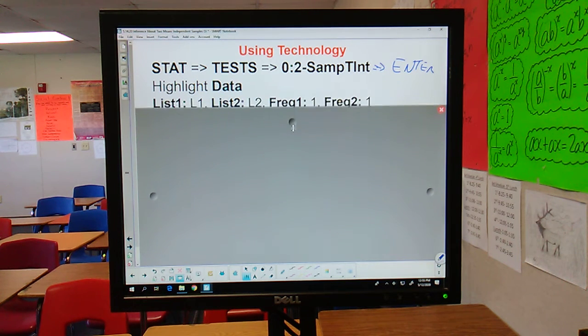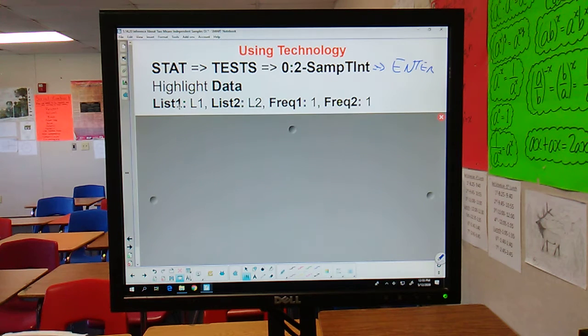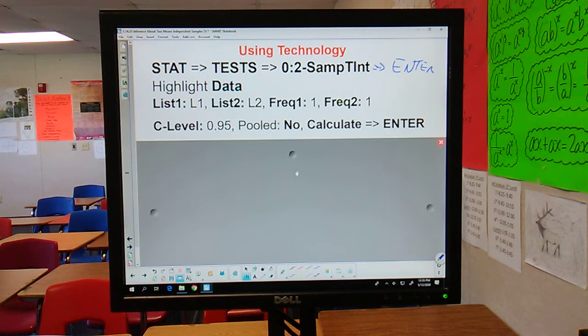And you'll see some information here for input. Keep it data if it's already data. If it's not, then change it to data. List 1 should be L1, list 2, L2. Frequency 1 and frequency 2 should both say 1. The C level, our confidence level, was 0.95, so change it to 0.95 if it isn't already. For pooled, highlight no again. Scroll down, go to calculate, hit enter.